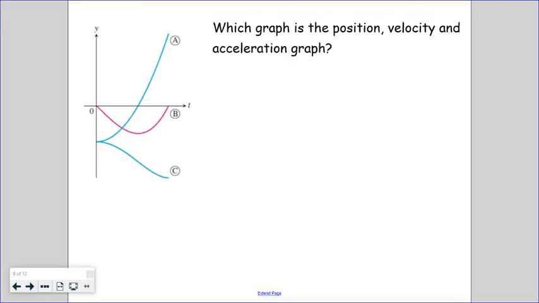Remember the relationship between position, velocity, and acceleration. The derivative of position is velocity, right? So in other words, the slopes of the tangent lines of position is your velocity function. The slopes of the tangent lines of your velocity is your acceleration function, right? So with that being said, what if I just take one of those functions and look, what would the slopes of the tangent lines look like?